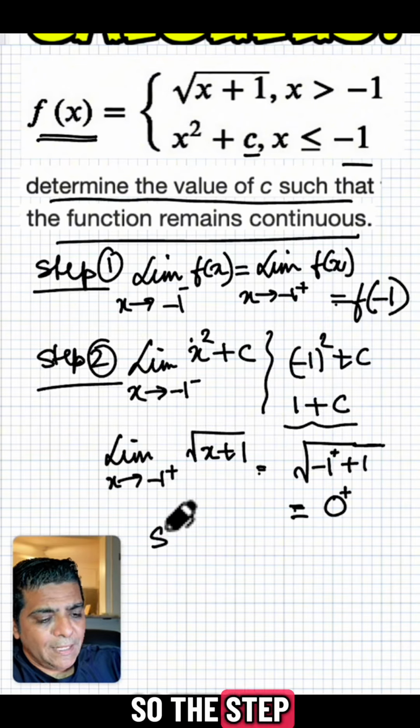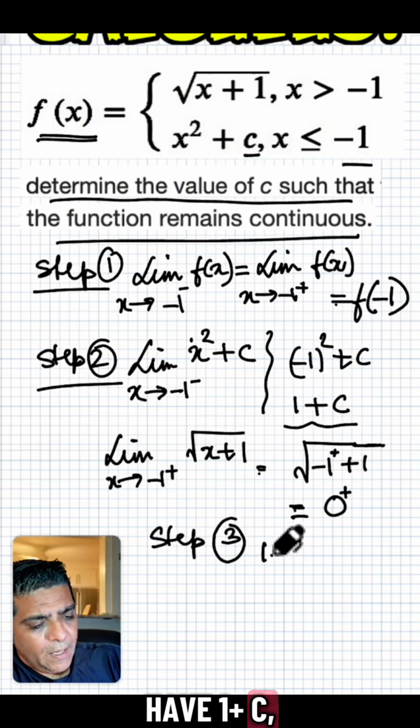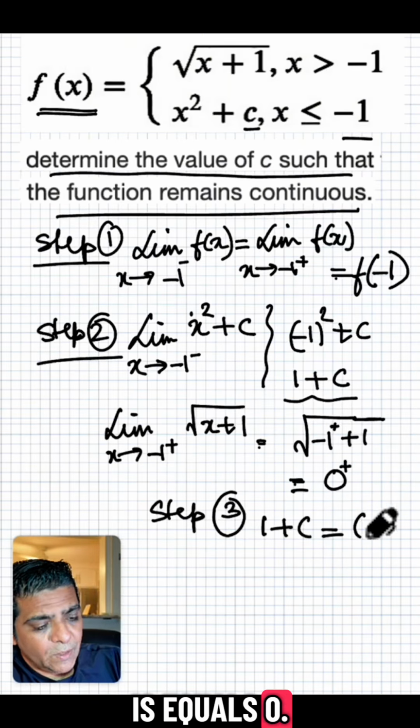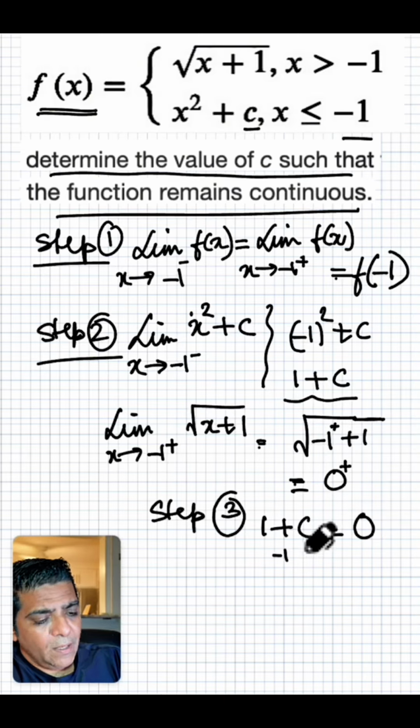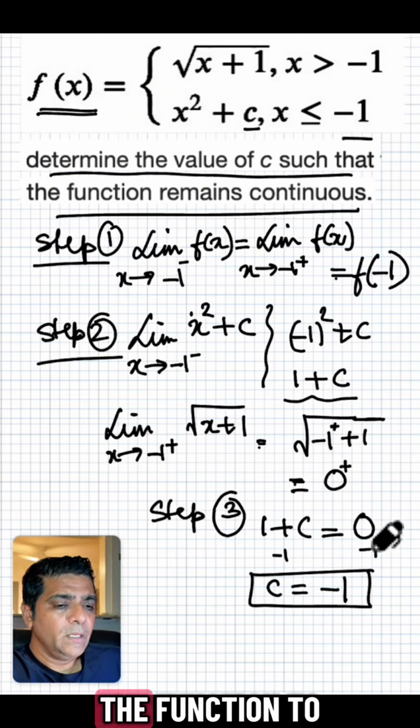Step 3 is to set these limits equal to each other. In order for the function to be continuous, the limits have to be equal, so 1 plus c equals 0. Then we subtract 1 from both sides, which gives us c equals -1. So that is our answer for the function to remain continuous.